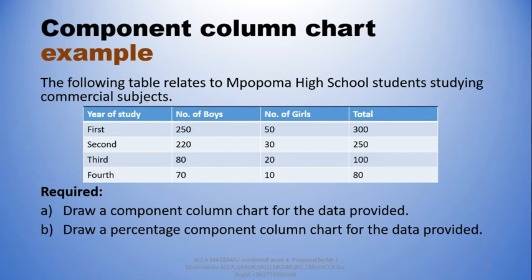The following table relates to Mpopoma High School students studying commercial subjects. There is year of study, number of boys, number of girls, and the total. Required: draw a component column chart for the data provided. As I've already indicated, you are not required to draw any of these graphs in the exam, but you have to know how to interpret them. However, for you to interpret them, you should at least know how to prepare them. That's the trick. That is why I'm showing you how you can prepare these graphs.